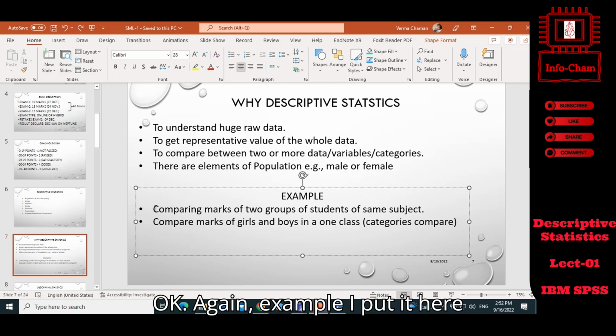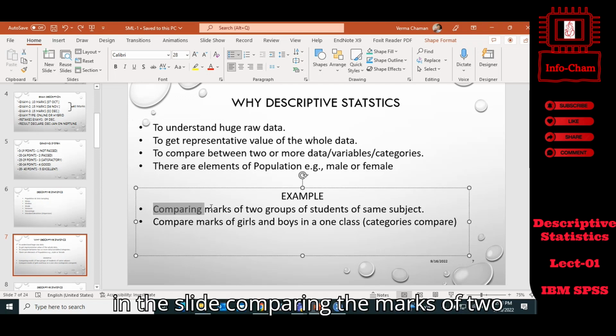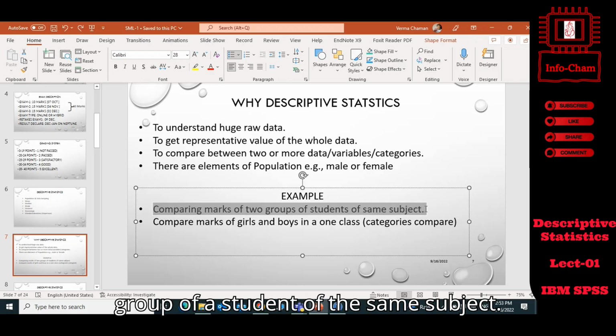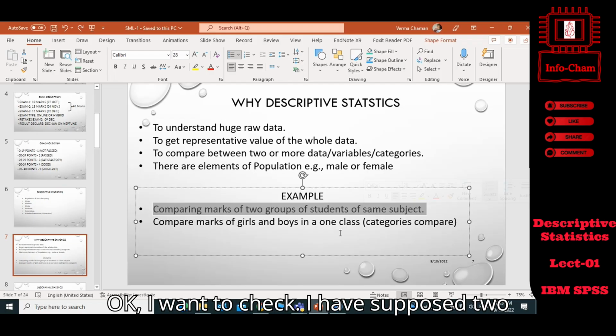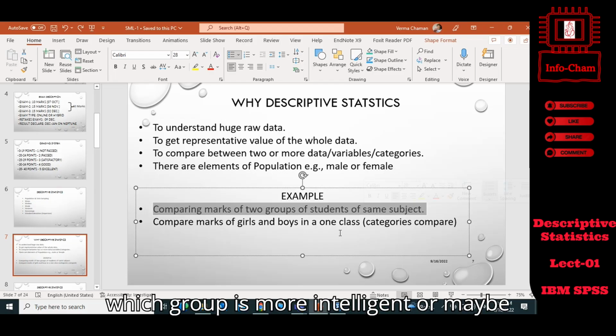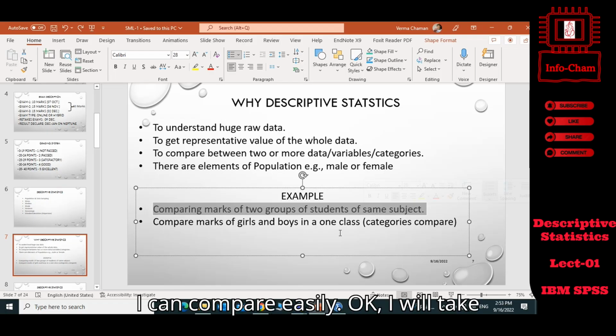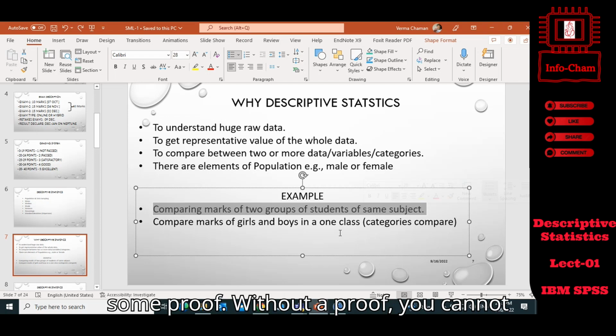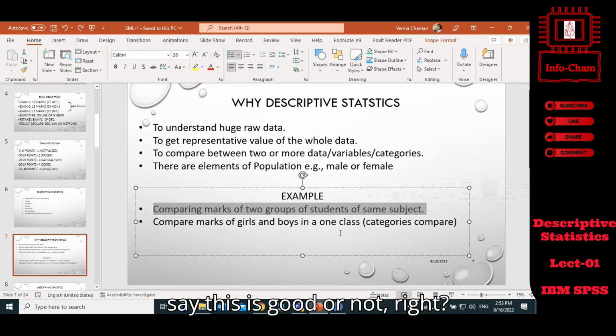Okay, again, an example I put here in the slide: comparing the marks of two groups of students in the same subject. Suppose I have two groups of computer system students. I want to check which group is more intelligent, or scores better in the examination. I can compare easily. I will take the data as two series and apply my technique or test and prove which is good. But you should have some proof. Without proof, you cannot say this is good or not, right?